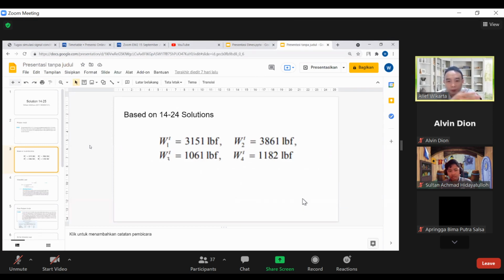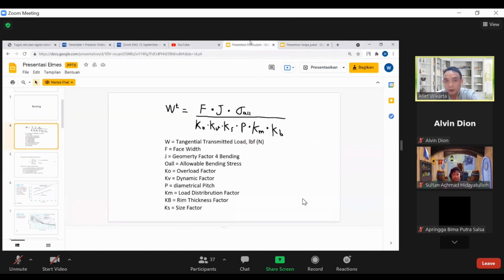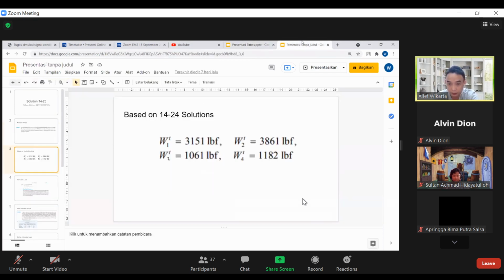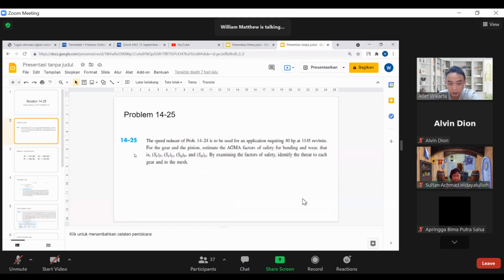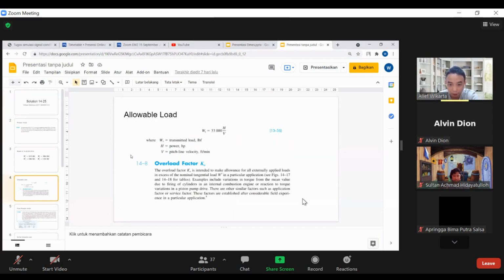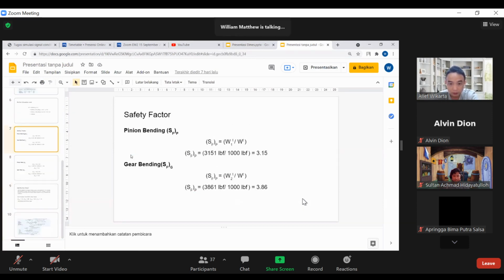Okay, so then W1 is coming from the horsepower that is wanted to be delivered by the spur gear. W1 only. From the problem, right? Yes, the allowable load, sir. You said that is an allowable load.